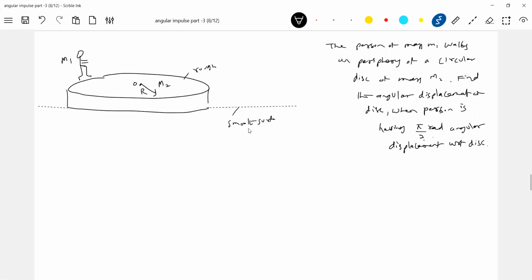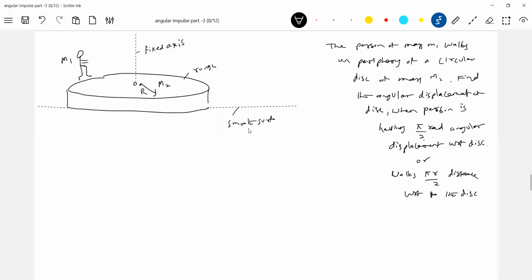They may trouble you like this also. Here I give that the person has pi by 2 radians angular displacement with respect to the disk, or walks pi r by 2 distance with respect to the disk. I think both are one and the same. The disk is hinged about the axis. It is only free to rotate. The disk is only made to rotate.